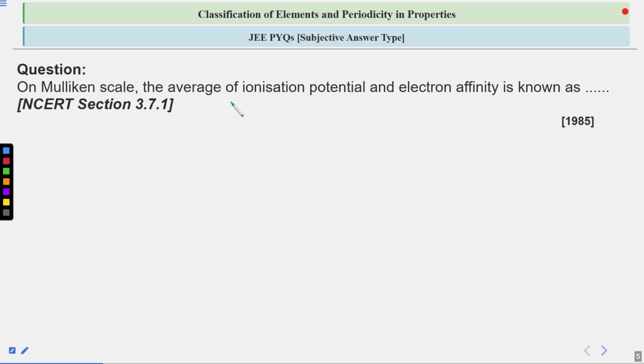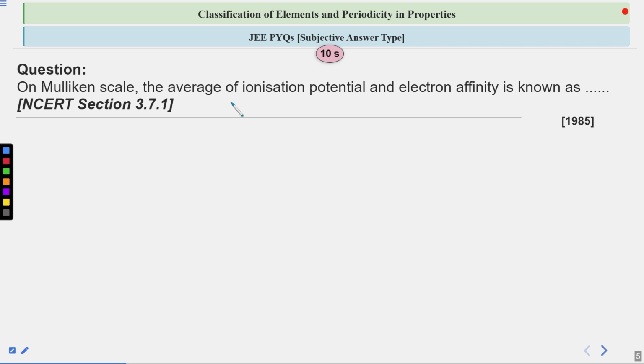Now moving on to the next question. For this question, there is a problem that we don't see the part of it in the NCERT about the Mulliken scale, that is, how do we calculate the electronegativity on the Mulliken scale. For that reason, I have put up this question so that you can also see the correct formula. Those of you who know the correct answer may answer it, but still you can answer this question without knowing this formula.